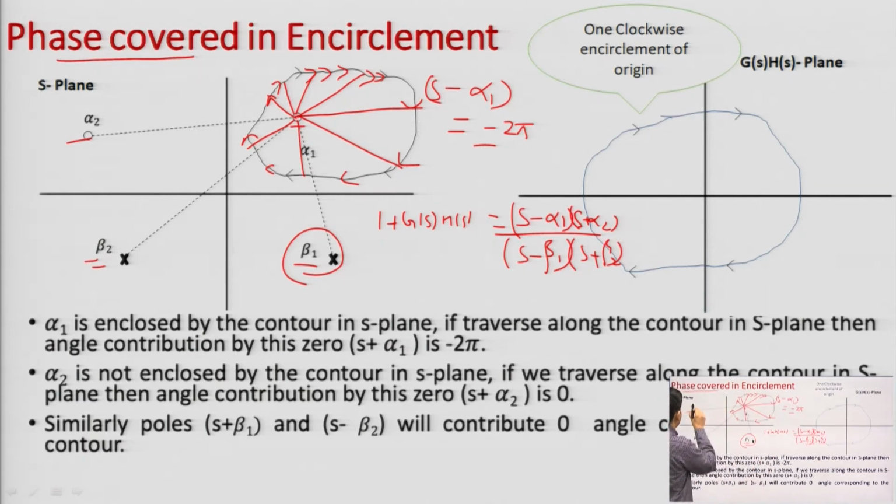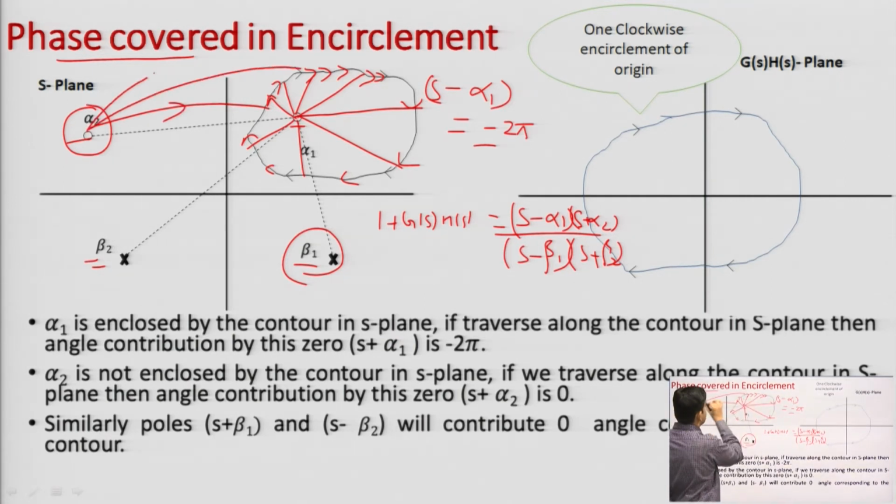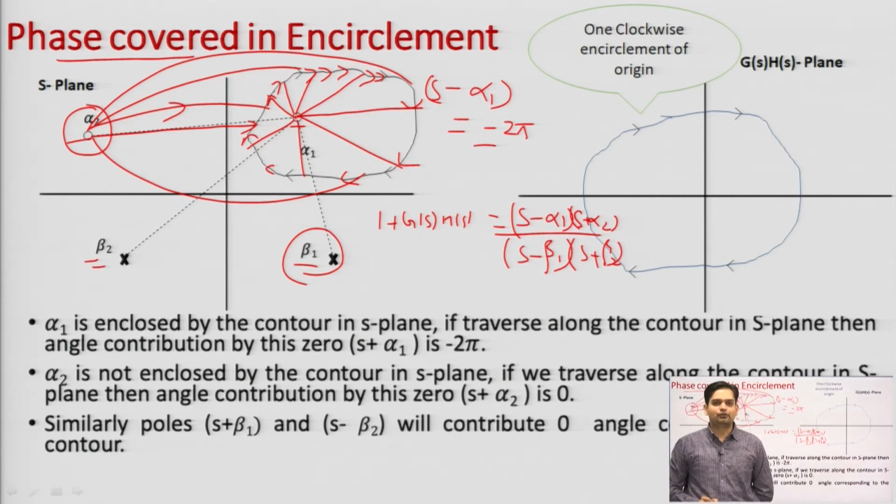Now, in the same way, I would like to observe, if I am moving in this contour, what would be the angle contribution by alpha 2. Here the angle contribution is some value, then some value here, then some value here, some value here. When I return to the same point, the total angle contribution would be 0, because whenever it is going in the positive direction I get a positive angle, whenever it is going in the negative direction I get a negative angle, and they cancel out. So the angle contribution by s plus alpha 2 would be 0.